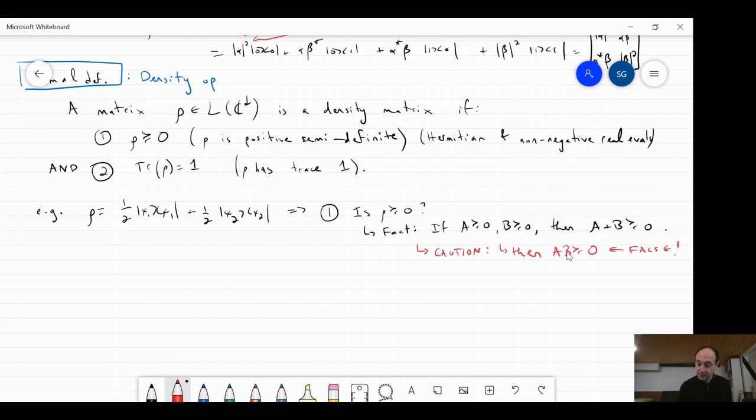Let's see. How do you prove this? Can you think about how you want to prove this? Let's not do the full thing, but what characterization of being positive would you use? Maybe that's really what I want to get at. What you want to use is the characterization that A plus B is going to be positive semi-definite if and only if for all psi, psi, A plus B, psi is greater than or equal to 0.